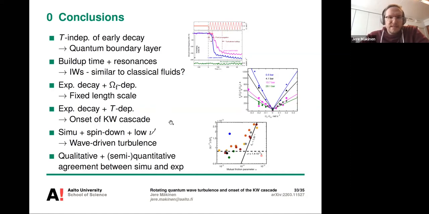From the temperature dependence of this exponential decay, we believe that we do see the onset of the Kelvin-wave cascade. Then from simulations plus previous works from spin down, plus the fact that we extract an extremely low value for the effective kinematic viscosity, we believe that we indeed see wave-driven turbulence and not reconnection-driven turbulence in this case. Finally, we have qualitative and semi-quantitative agreement between simulations and experiments. That's all I want to say. Thank you.